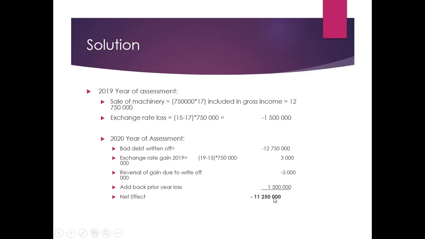11,250 million. Not sure if my math is right, but I think it is. So that is the net effect of that transaction. That is the net amount that you will be getting an allowance for after doing that transaction. But this is the procedure. When you are writing an exam, it's important that you present it the same way.